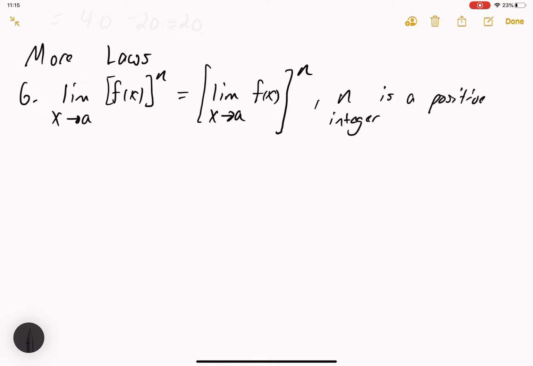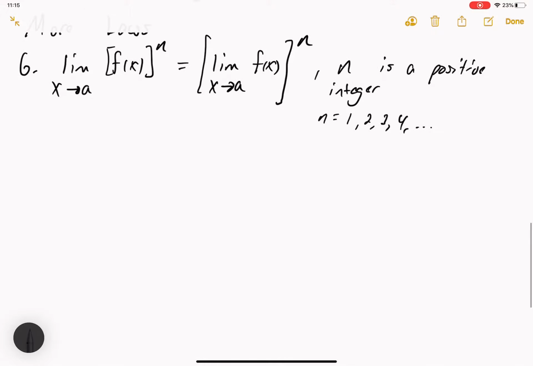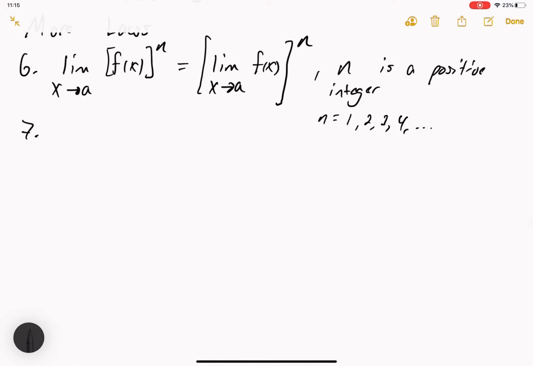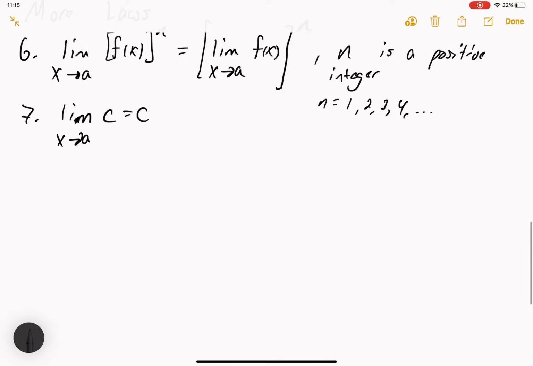And just in case you guys might not remember exactly what a positive integer is, it's just of the form n equals 1, 2, 3, 4, and so on. It's basically the counting numbers except for 0. And then 7 is going to be similar to one of the previous ones we did. It's the limit as x goes to a of just c, as in, our function could be a constant function, but our argument to the limit is just a constant. This is equal to just c.